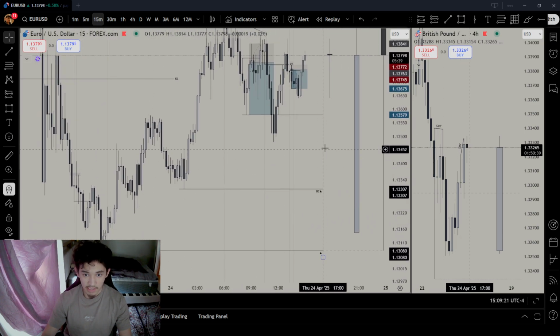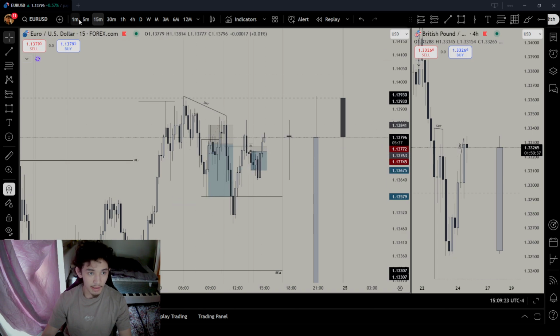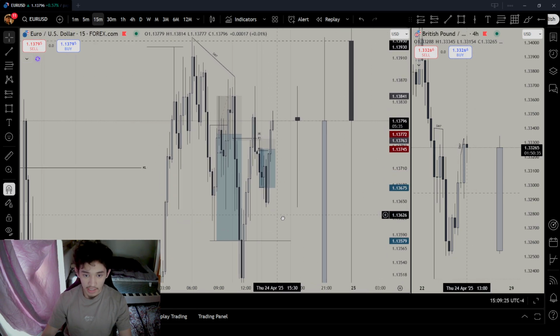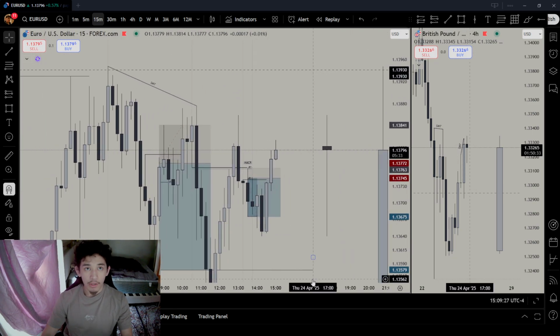So that would have made sense. But first, start with this before going to that. And you can see how do we trade this? It's very simple. You're only going to look for a setup between 1:30 to 1:45.